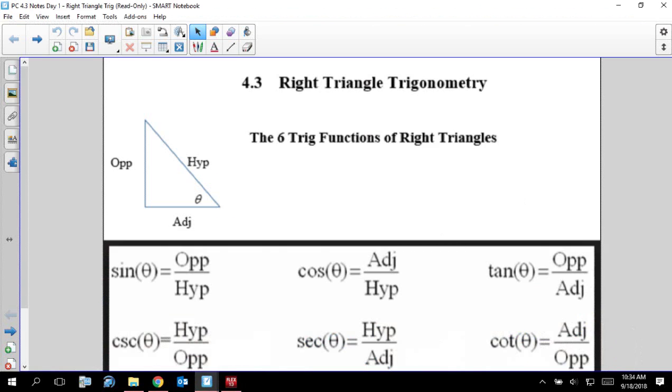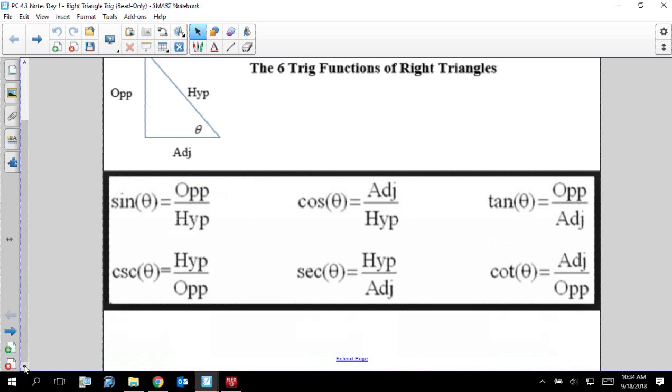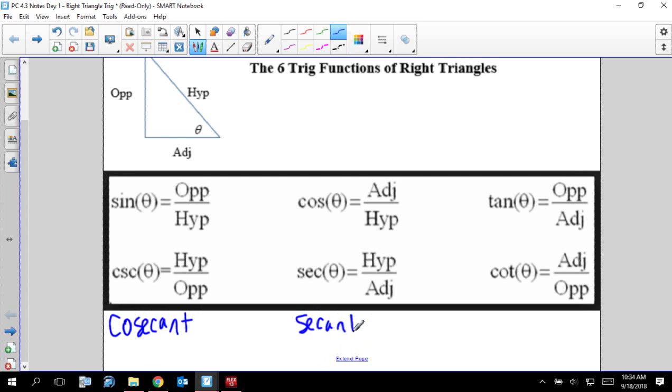Okay, so we're going to do SOHCAHTOA today, right triangle trigonometry. We should already know sine, cosine, tangent. We already went over it last week, but today we're adding on the other three trigonometric ratios, which are reciprocals of the first three. So if you can find sine, cosine, and tangent, you can find cosecant, secant, and cotangent. All you do is reciprocate the sine, cosine, tangent.